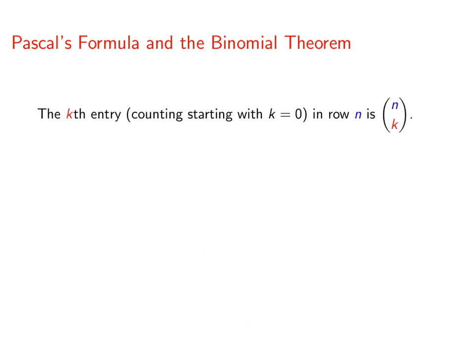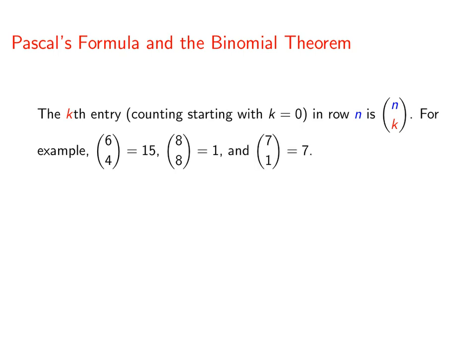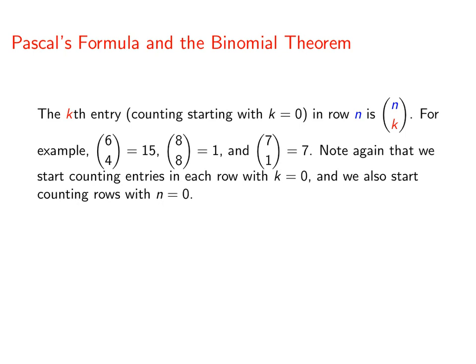The kth entry, starting with k equals 0, in row n is n choose k. So we're always going to start counting at 0. That's the way a computer scientist would start counting. For example, if you refer to your triangle, 6 choose 4 is 15, 8 choose 8 is 1, 7 choose 1 is 7. Again, keep in mind that we're counting in each row starting at k equals 0. So when we say 6 choose 4 is 15, and we say the fourth entry in that row, we're starting counting with k equals 0. We also start counting the rows with n equals 0. So the very top row that only has one entry in it, that's row 0.